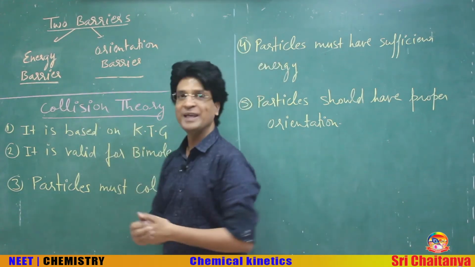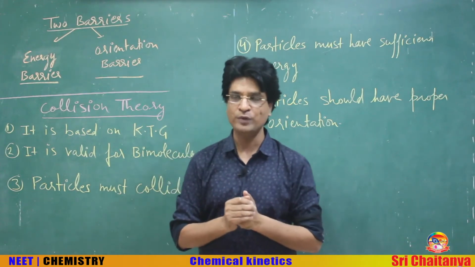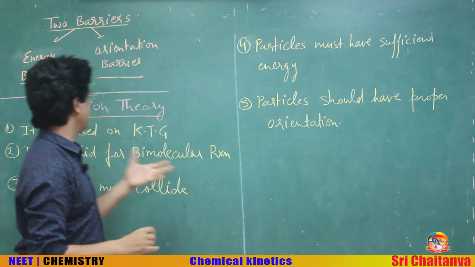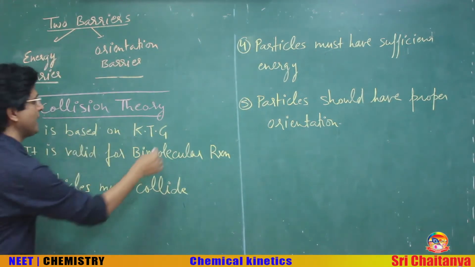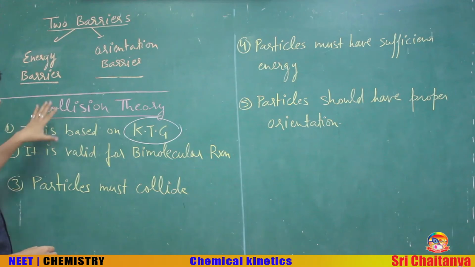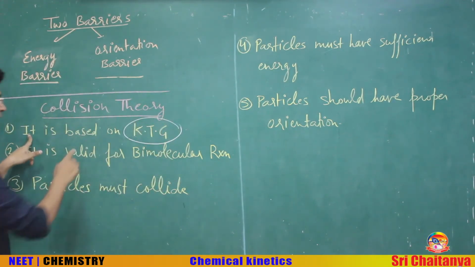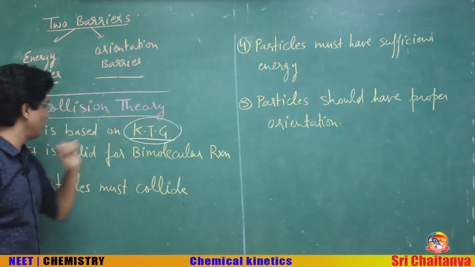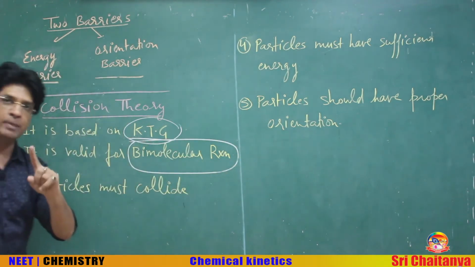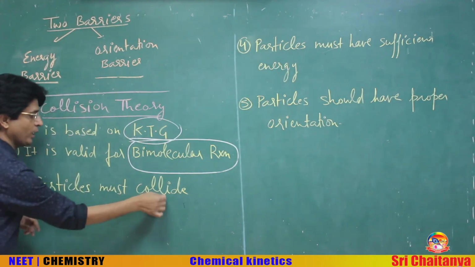And collision theory says exactly the same thing, that if you want a successful reaction, we have to cross these two barriers. So collision theory is basically based on the kinetic theory of gases. They ask you a question from collision theory, which of the following is correct or incorrect. So it is based on the kinetic theory of gases. Very important point. It is valid for bimolecular reactions, and also the particles must collide.